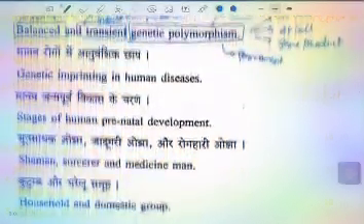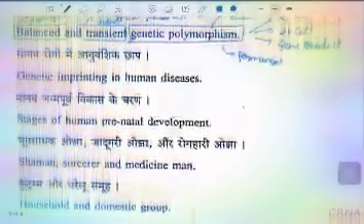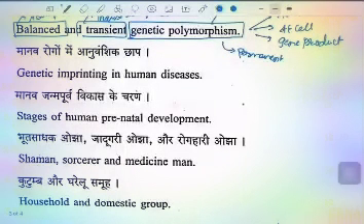Coming to the next question, that is with respect to genetic imprinting in diseases. It is with respect to section 9.4 in physical anthropology. When you talk about this particular question, it talks about the different aspects of formation of this phenomenon of genetic imprinting.